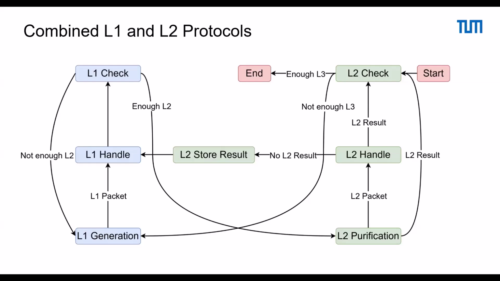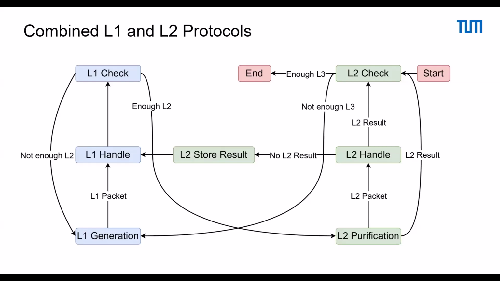And then we go into the purification. Again, purification requires us to send information from A to B and also from B to A. So this is what we then detect here as a packet. And then we need to check whether the purification was successful or not. Again, if we don't have enough qubits after the check that are purified, then we have to go back to the L1 generation.